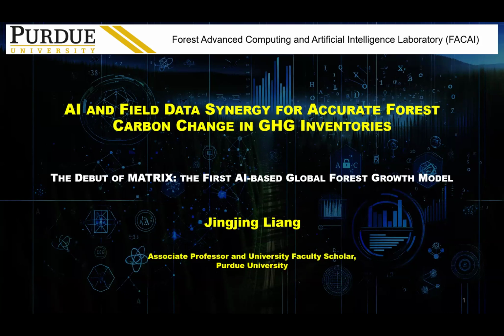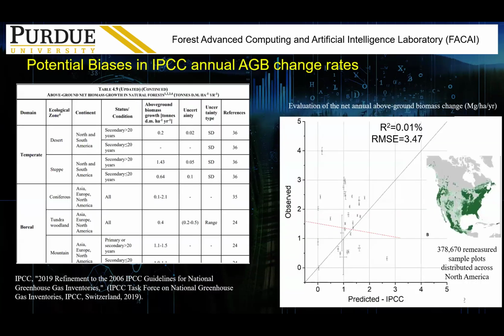And I'm going to talk about the matrix model, which is going to be an AI-based global forest growth model. So when we talk about the problems that we did early on today in the workshop, what are the most challenges that we are facing in greenhouse gas challenges? And I believe, to me, the answer is the uncertainty. So how can we reduce the uncertainty of all those aspects? That's one of the greatest challenges.